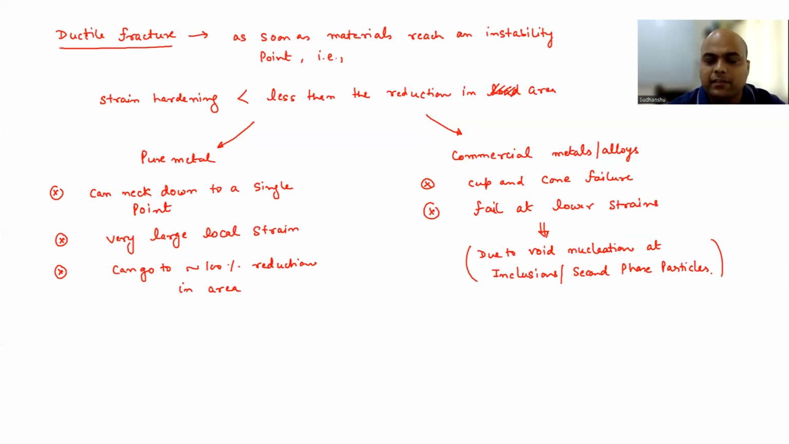But in commercial metals and alloys, you are going to have inclusions or second phase particles in the matrix, from where, due to strain localization, voids are going to nucleate. As soon as that happens, you can foresee that the strain is going to be lower than what we observe in pure metal. We are going to discuss that in detail also. Now let me plot stress strain curves for both pure metal and commercial metals and alloys, and show you the comparison with respect to the necking characteristic.